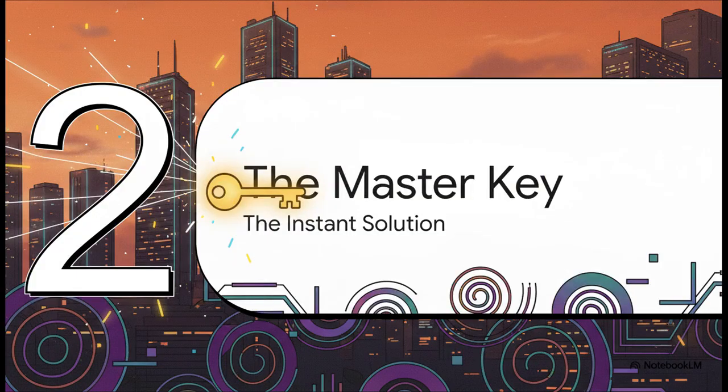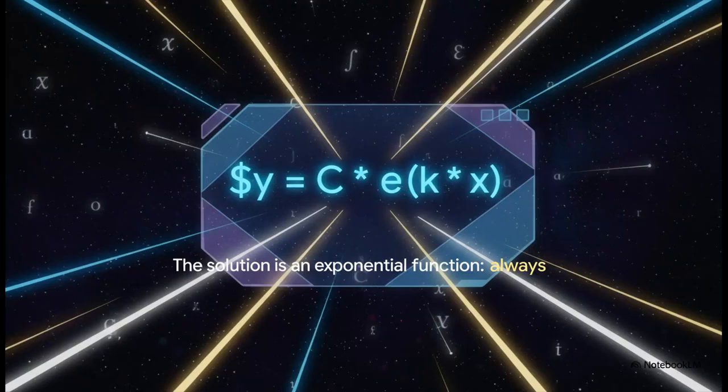Okay, so we can spot the pattern, we can tell if it's growth or decay. So now what? Well, now we use the master key, the one single formula that solves every single one of these problems, instantly. And this is it. This is the master key. The solution is always an exponential function. It's always some constant c times e raised to the kx. That's it. No messy integration, no extra steps to worry about. This is the answer every single time.